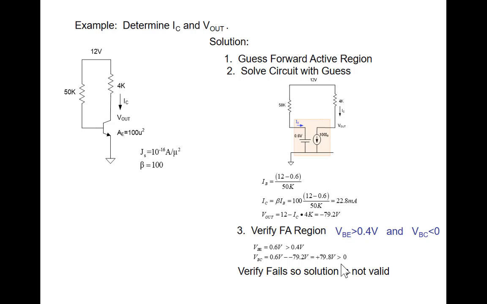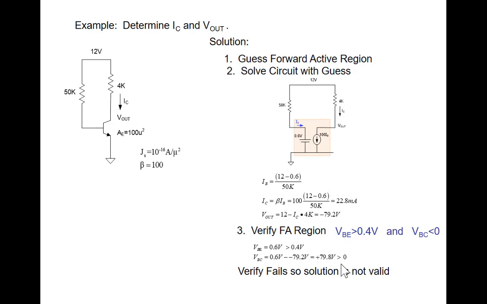In this case, the base current will be 12 minus 0.6 over 50K instead of 500K. The collector current, beta times the base current, is going to be 100 times this current, which comes out to be 22.8 milliamps. The output voltage is 12 minus IC, 22.8 milliamps times 4K, comes out to be minus 79.2 volts. Better watch out. You'll get shocked with this circuit. Oh, but we haven't verified the region yet.